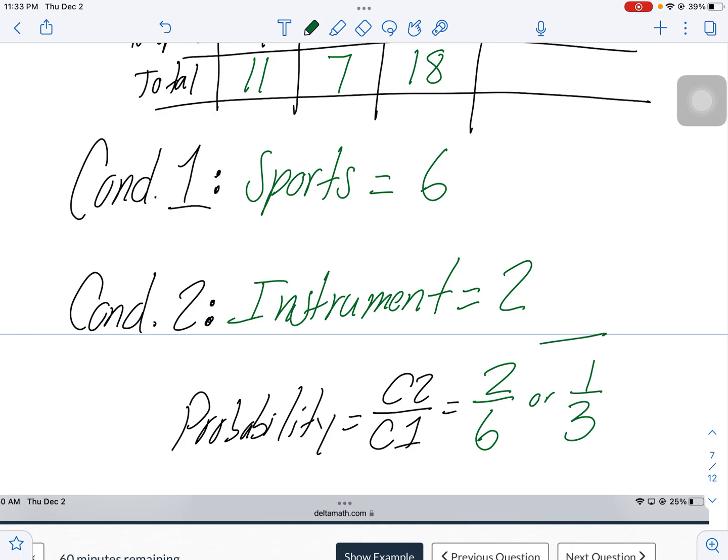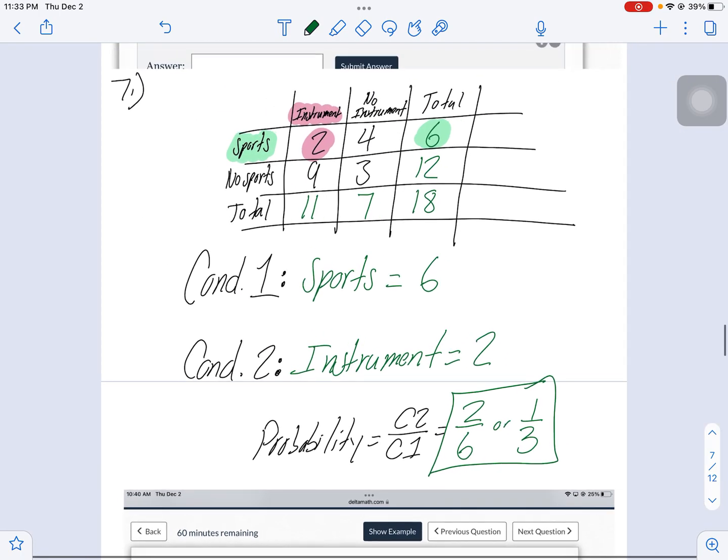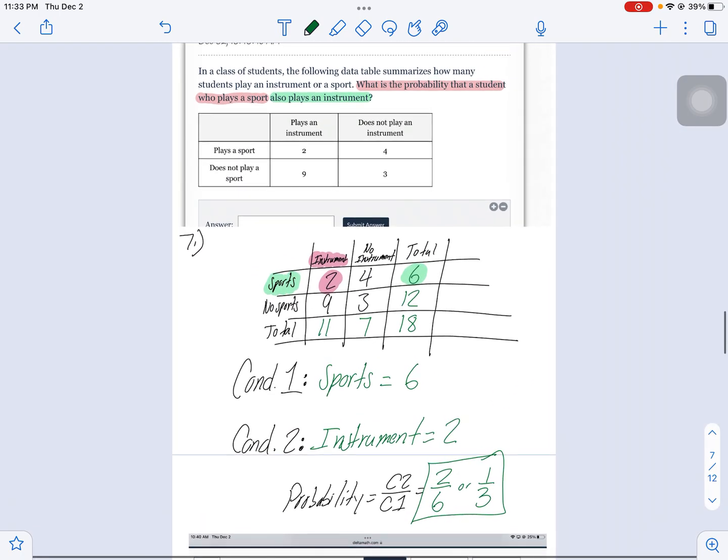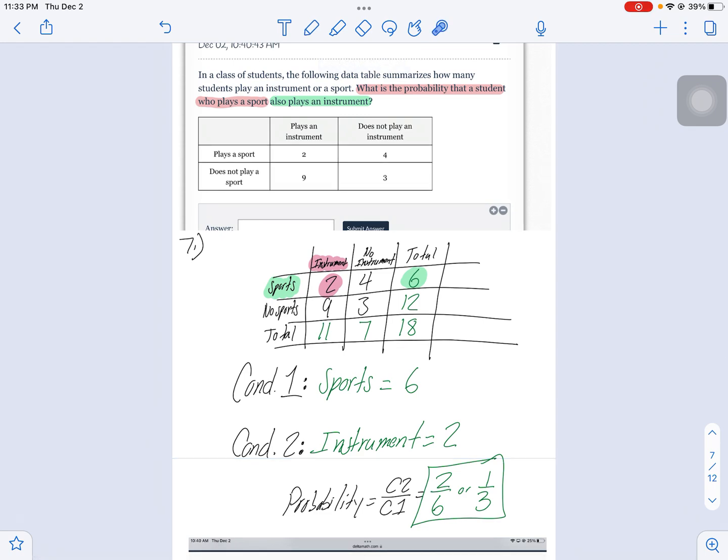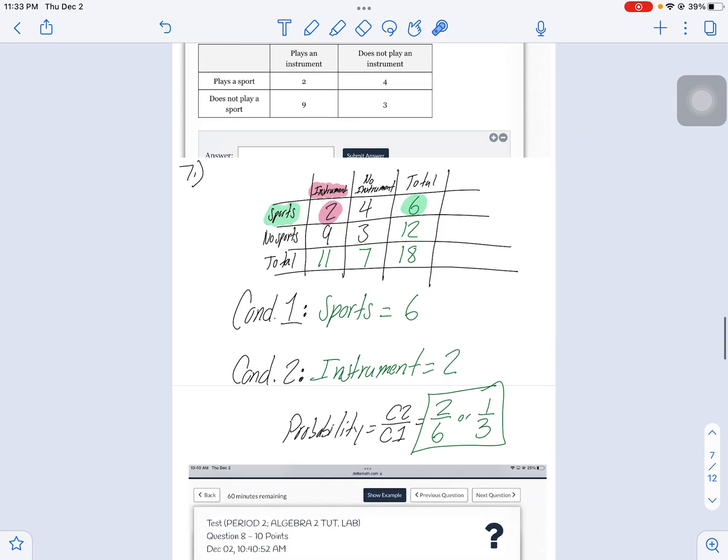There you go. This would be the solution for a problem like this. Be careful with these types of problems that say, the probability that a student who plays a sport. See, it doesn't say from the whole class. It's who plays a sport. That's why this was the bottom. This was condition 1. A student who plays a sport, a total number of students who play sports are 6. Okay?